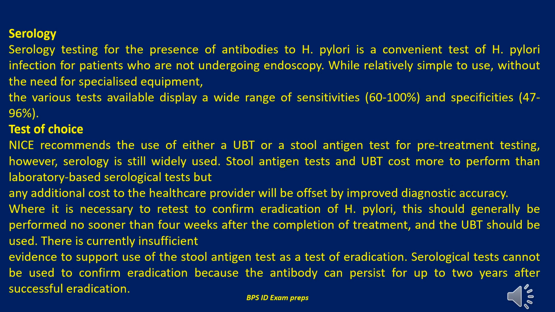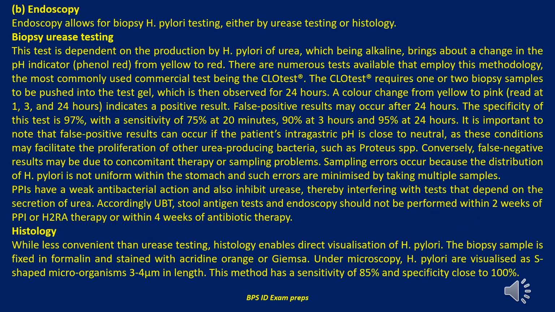Where it is necessary to retest to confirm eradication of Helicobacter pylori, this should generally be performed no sooner than 4 weeks after the completion of treatment, and the UBT should be used. There is currently insufficient evidence to support use of the stool antigen test as a test of eradication. Serological tests cannot be used to confirm eradication because the antibody can persist for up to 2 years after successful eradication. Next we will discuss endoscopy.